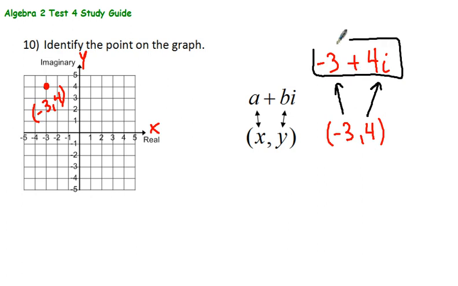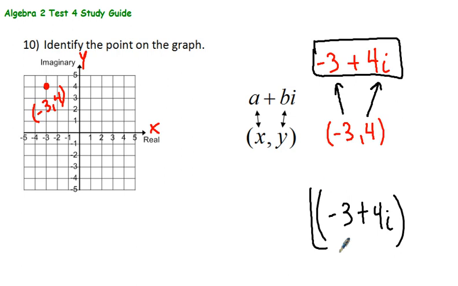So again, the first number is like the x, negative 3. The second number is like the y, positive 4. You notice the only difference here is that there's no comma. What separates the two numbers is a plus or a minus sign. Otherwise, it's written exactly the same way. And also, you might see it written in parentheses, negative 3 plus 4i. So those are the two different ways you could see that.